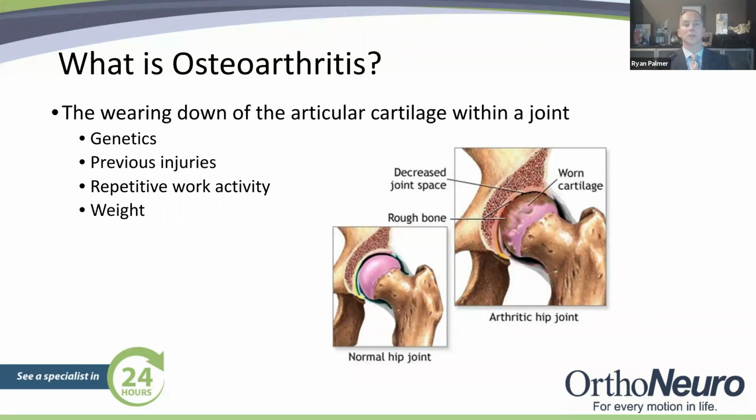of the cartilage. And this can come primarily from someone's genetic predisposition. It certainly can result from previous injuries, previous surgeries, or repetitive work environments and work activity. It can even be associated with increased weight, just from the fact that there's increased stress on the cartilage. But the primary driver for osteoarthritis is genetics.